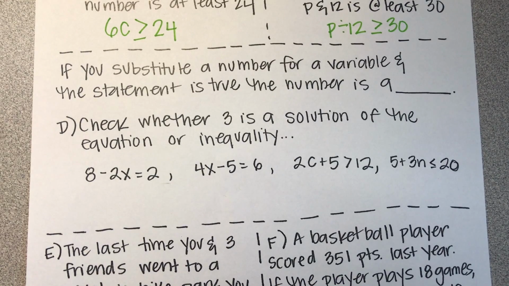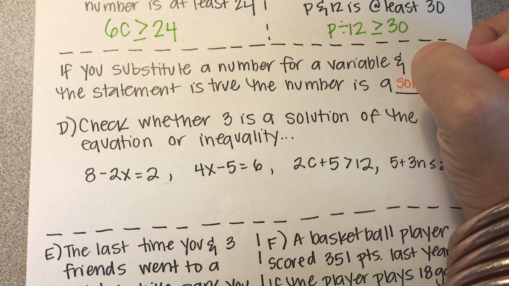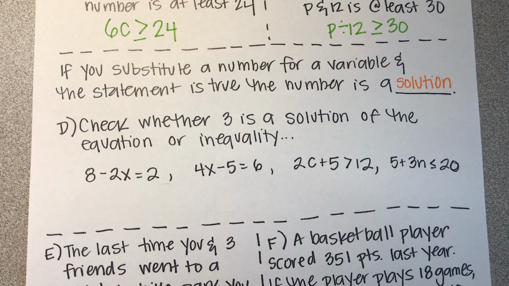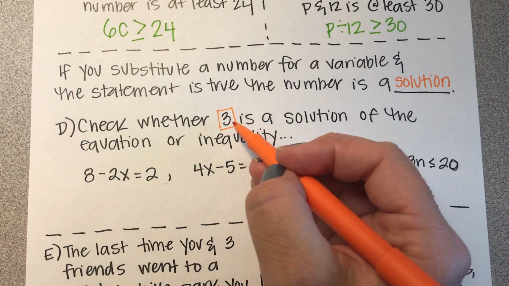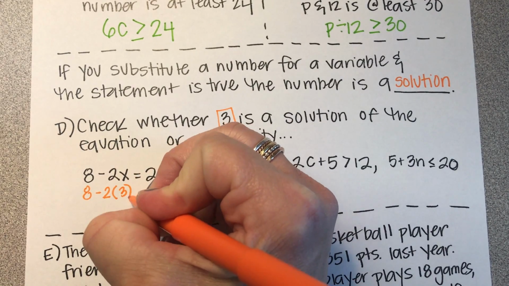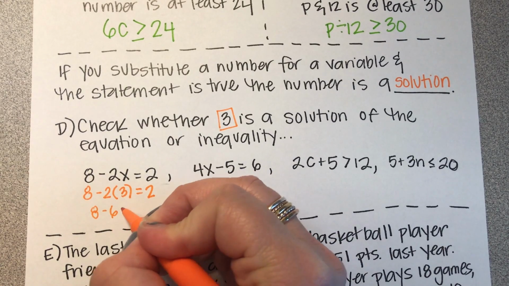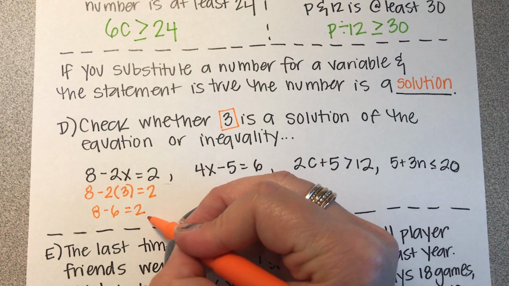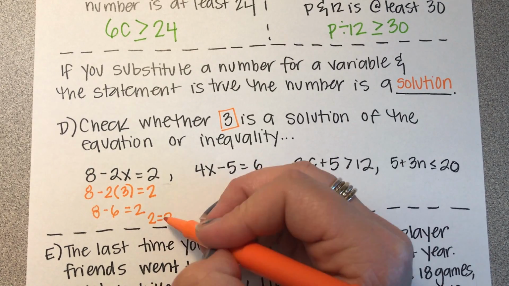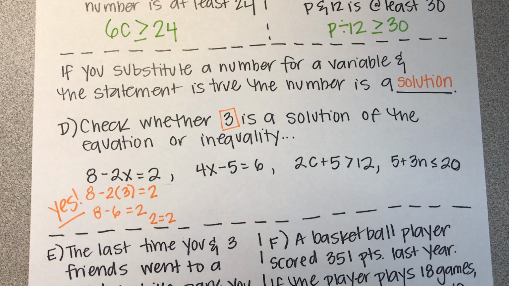So now it says if you substitute a number for a variable and the statement is true, the number is a solution. It's a solution if you plug it in and it makes it true. It says check whether 3 is a solution of the equation or inequality. So for 3, I'm going to plug it in down here. 8 minus 2 times 3 equals 2. So 2 times 3 is 6. 8 minus 6 equals 2. So does 2 equal 2? Yes. So therefore, it's a solution.